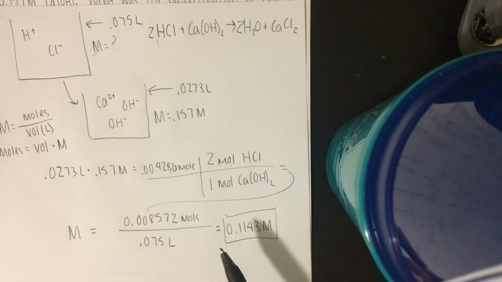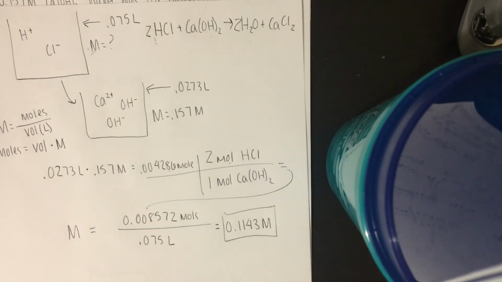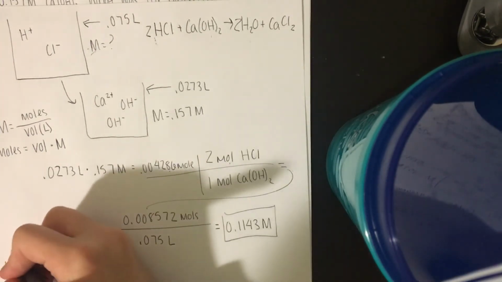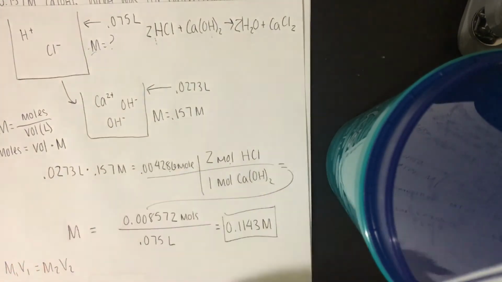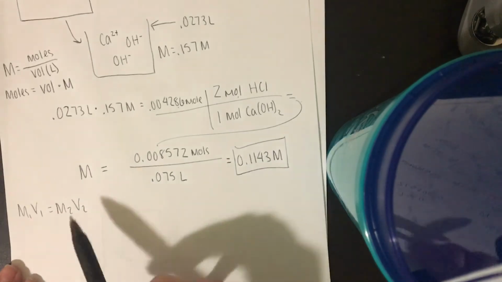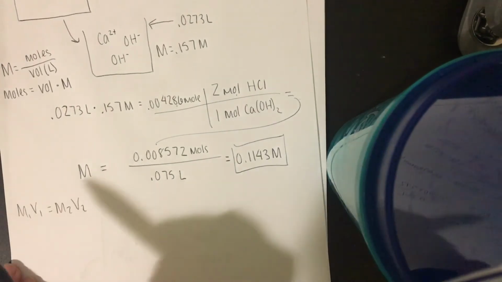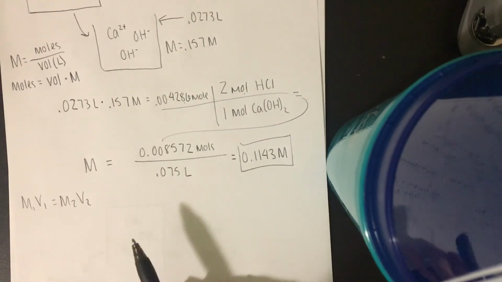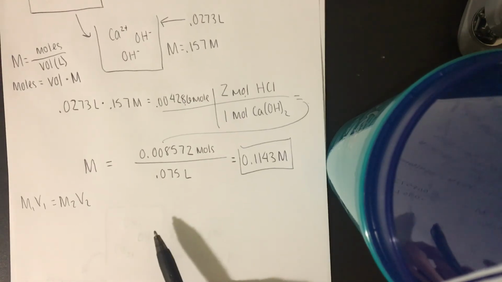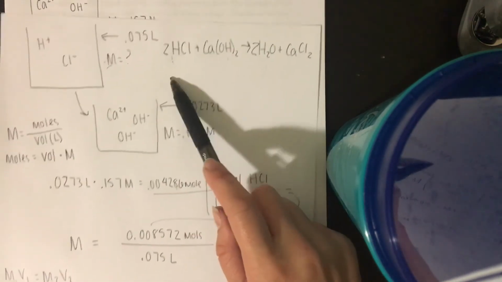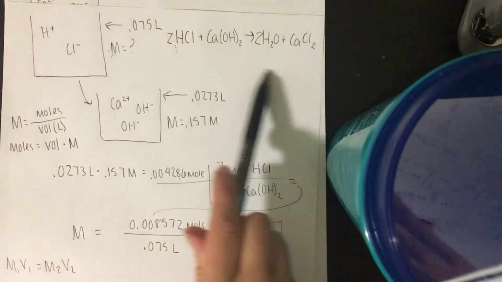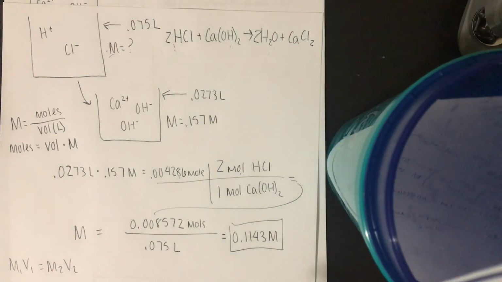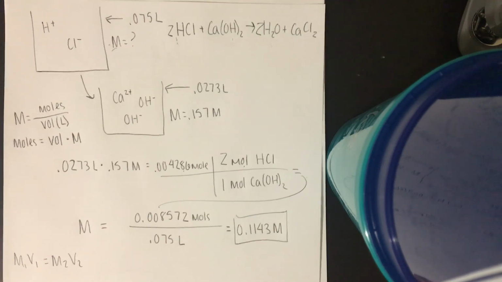Some common mistakes people make would be to use the M1V1 equals M2V2 solution, but this would in fact give you the wrong equation, so that's wrong to do. Another common mistake is mistakes made when trying to find the balanced equation to get the stoichiometry, so always double check your answers with that.